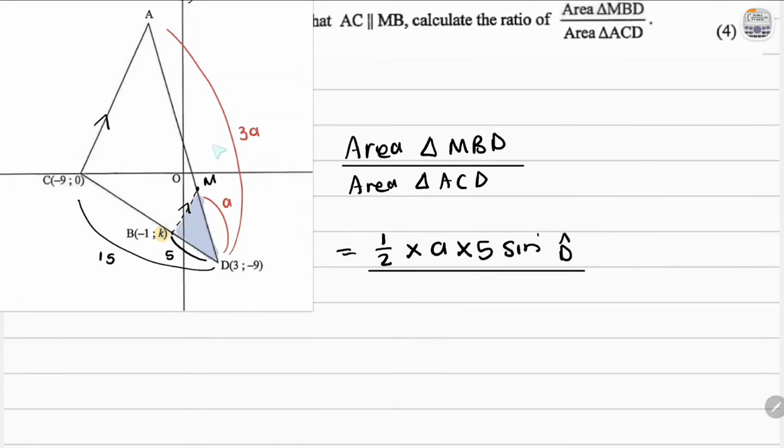same thing here with the bigger triangle. So it's again a half multiplied by the side ratio that we have, because we don't have the length, but we have a ratio. So 3A multiplied by the side 15 units, and then sine of, again, angle D, because it's also sharing that angle, and that's the angle that we've chosen to use.